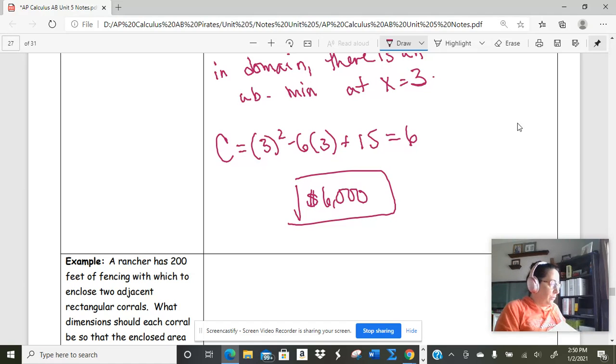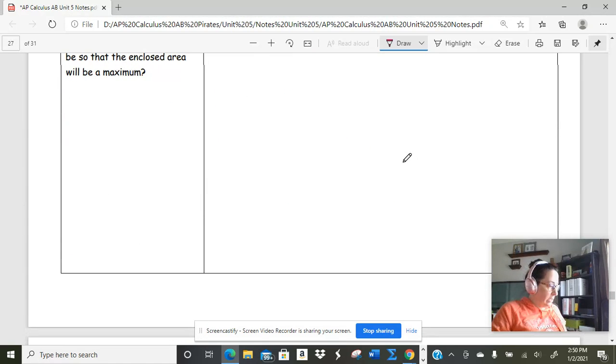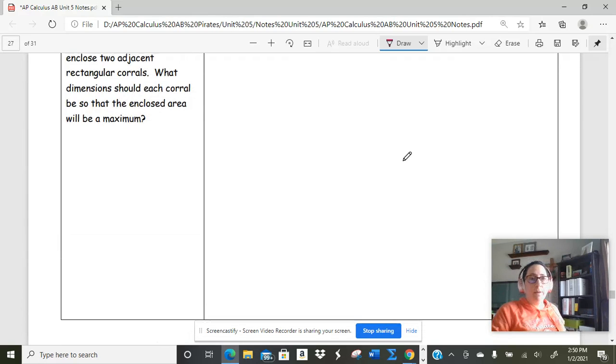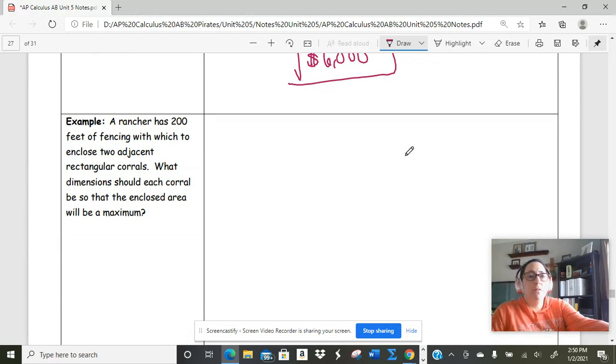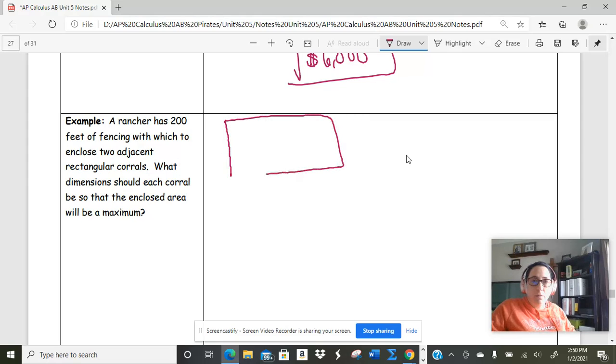Okay, let's do another one. So many fun ones. I don't think which ones I want to do in class. We'll go ahead and do this one together. Okay. A rancher has 200 feet of fencing with which to enclose 2 adjacent rectangular corrals. All right, so they are adjacent. What dimensions should each corral be so that the enclosed area will be a max?